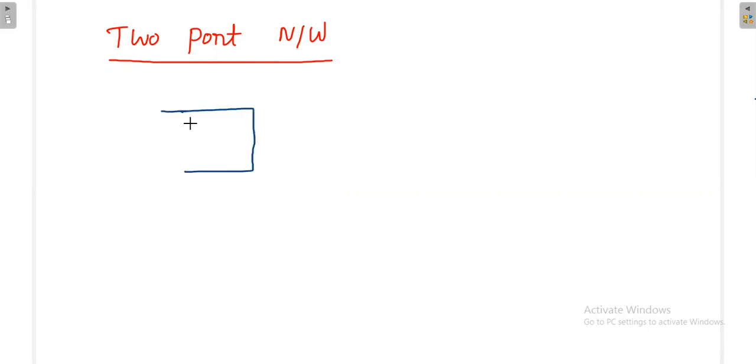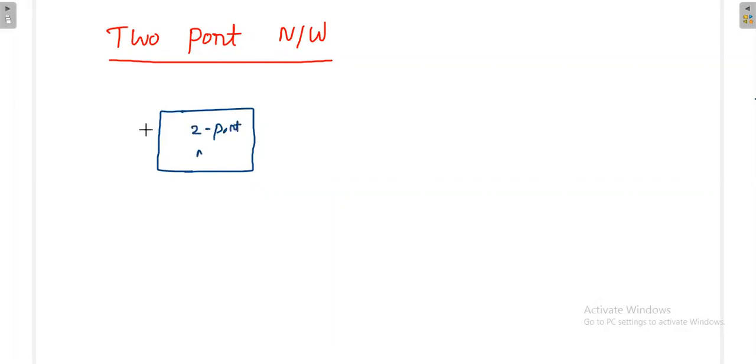Again, the network may consist of resistors, inductor or capacitor, or only resistors, or again these passive elements along with the dependent source can also be a two-port network. So network means it may consist of either passive elements alone or along with the dependent sources. So we'll call that a two-port network.